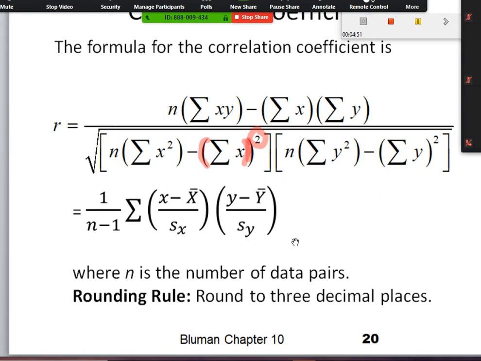Also, this is really interesting. It's an equivalent formula. Here's an equivalent formula to it. 1 over n minus 1, because it's a sample, right? So you divide by n minus 1, times the sum of, this is just the z-score for each x, right? X minus x bar over s, how far it is from the mean, divided by the standard deviation.